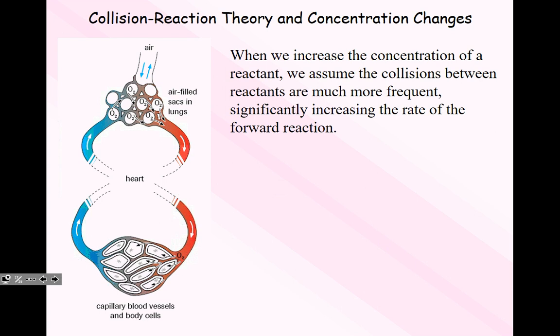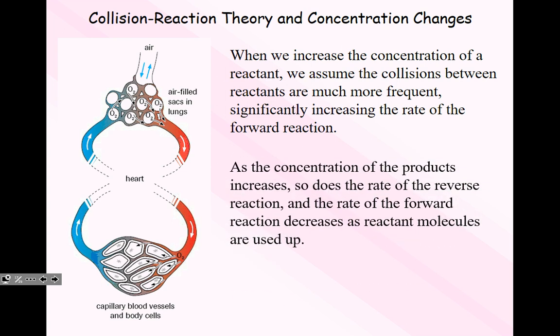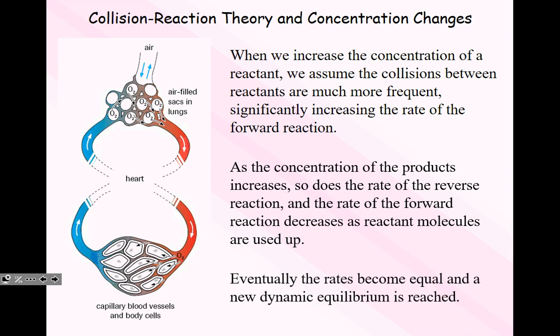Collision reaction theory and the concentration changes. Here's an example of real life, not going to be tested on, this is just FYI. When we increase the concentration of reactant, we assume the collisions between the reactants are much more frequent, significantly increasing the rate of forward reaction. As the concentration of the products increases, so does the rate of the reverse reaction, and the rate of the forward reaction decreases as reactant molecules are used up. Eventually, the rates become equal and a new dynamic equilibrium is established.